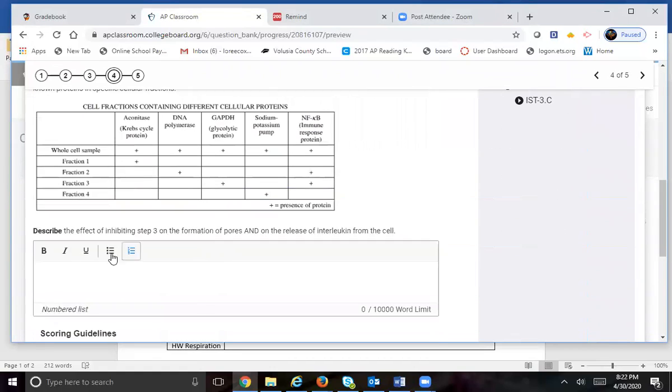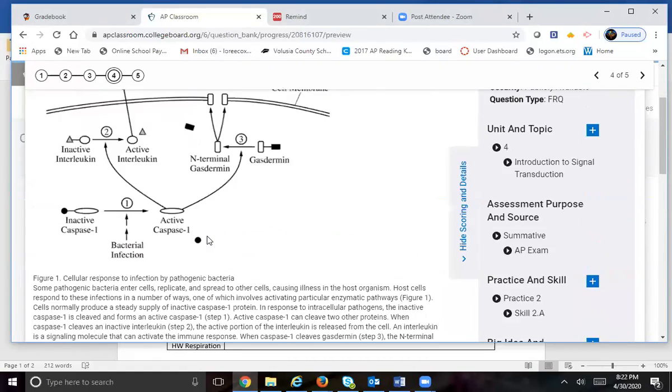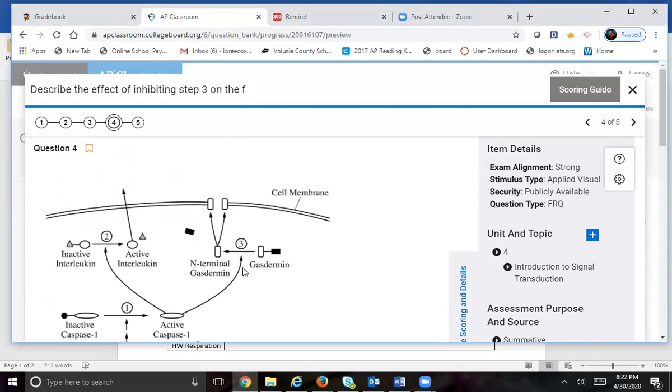If we stop step 3, that is going to inhibit pore formation. And you could say step 3 is activating the N-terminus gasdermin, and refer to the diagram. Show them that you're looking at this. So inhibiting step 3 causes this cellular response of creating pores. Well, if you inhibit that, the pore formation is not going to happen because we've interrupted this pathway.